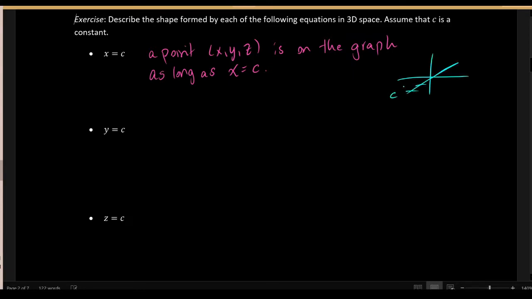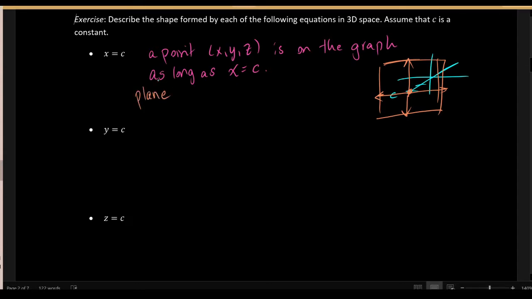So let's suppose that x equals c is located out here somewhere, maybe a couple of units away from the origin in the positive x direction. As long as the x is equal to this value, the point can have any z value, any y value. So as a result, the set of points which satisfy the equation, the graph of this equation, forms a plane.